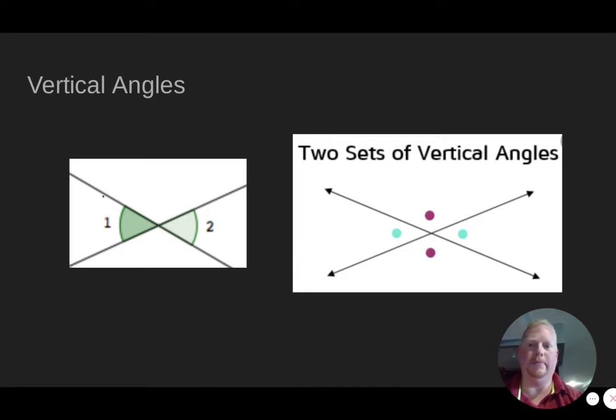And so you can see this top ray in angle 1 is the same as the bottom ray in angle 2. Likewise, this bottom ray in angle 1 is on the same line as this top ray in angle 2. That's what makes them verticals, when they're directly across from each other. Over here in this right diagram, you can see two sets of vertical angles. The ones with the purple dots are vertical to each other, and the ones with the teal dots are vertical to each other. Again, vertical does not mean up and down. It just means they share the common vertex, and they're directly across from each other.